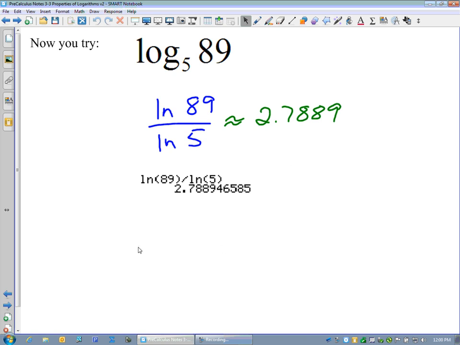All right, this concludes our properties of logarithms.